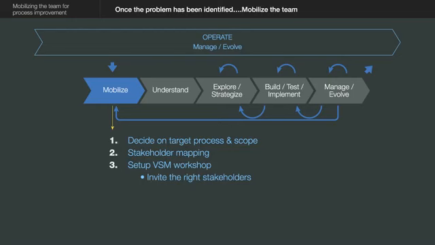This summarizes the mobilize phase, and it's useful to take some time to do this and not jump into solving the problem without spending some time to set it up for success. Finally, happy workshopping and all the best.